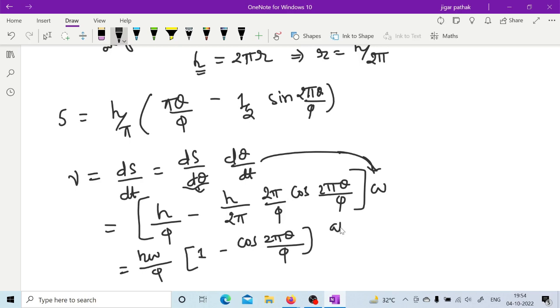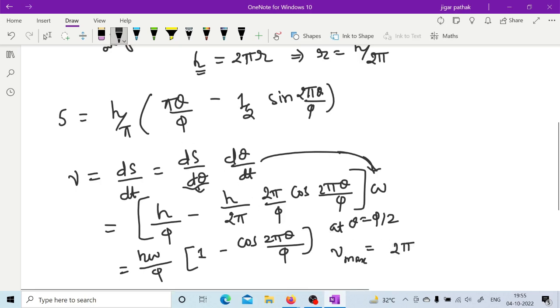Now again, at theta is equal to phi by 2, you will have maximum velocity v max, that will be equal to 2h omega upon phi, because at theta is equal to phi by 2, cos 2 pi theta by phi will be cos pi, right? And cos pi is minus 1, so 1 minus minus 1 will be 2, so it will be 2h omega upon phi. So this is how you will have maximum velocity.